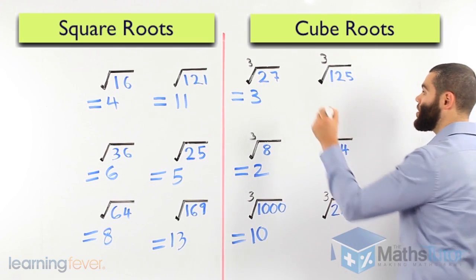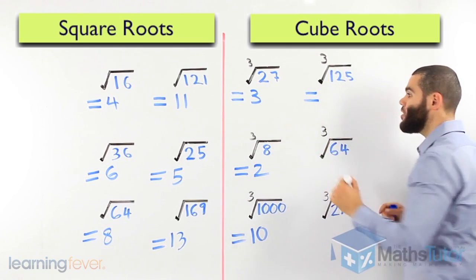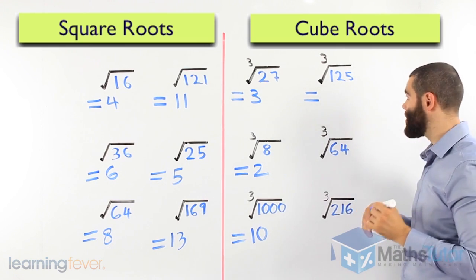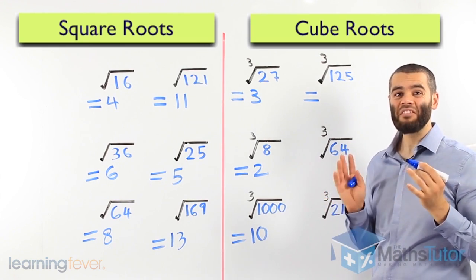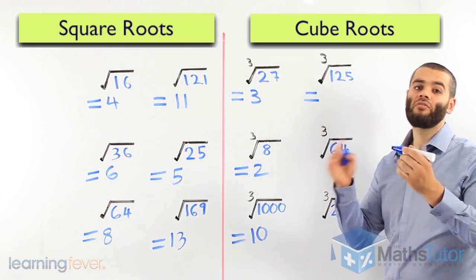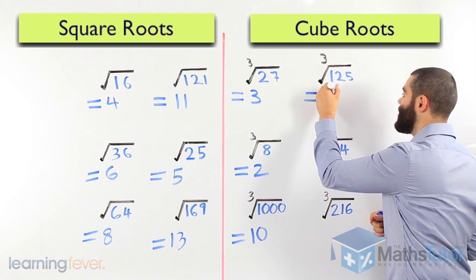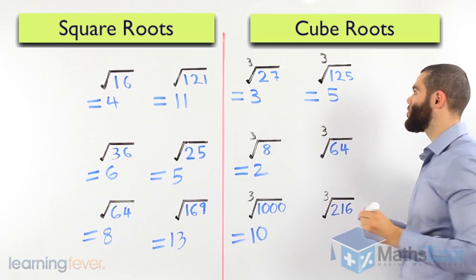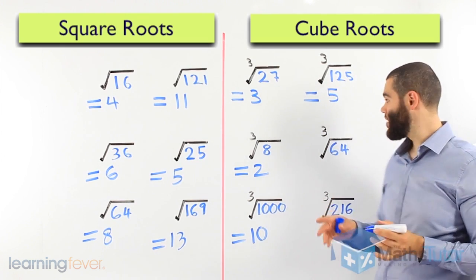The cube root of 125. The more examples we do, the better you understand the concept. The cube root of 125 is 5. 5 times 5 is 25. 25 times 5 is 125. Therefore, the cube root of 125 is 5.